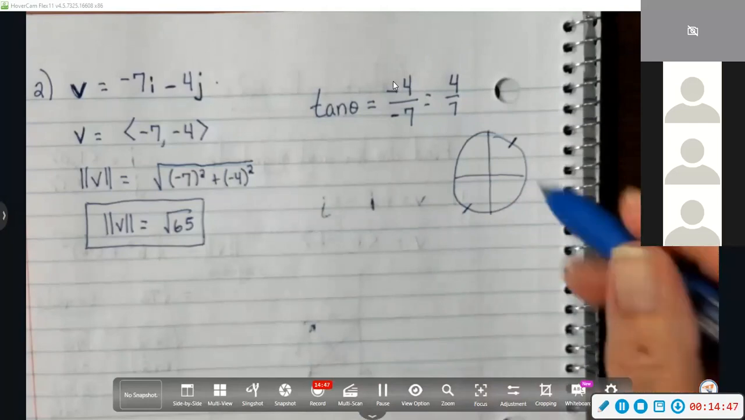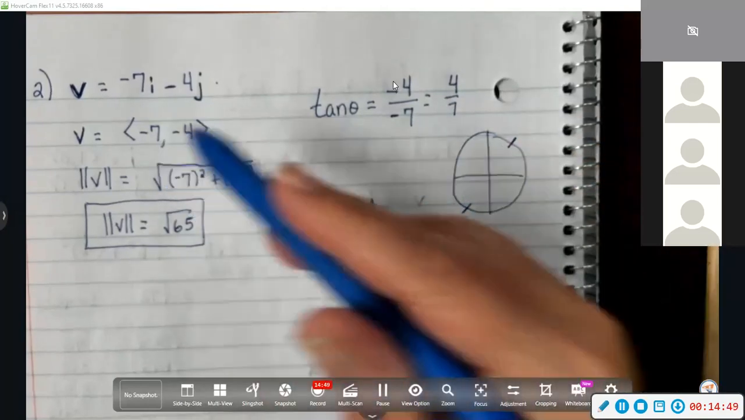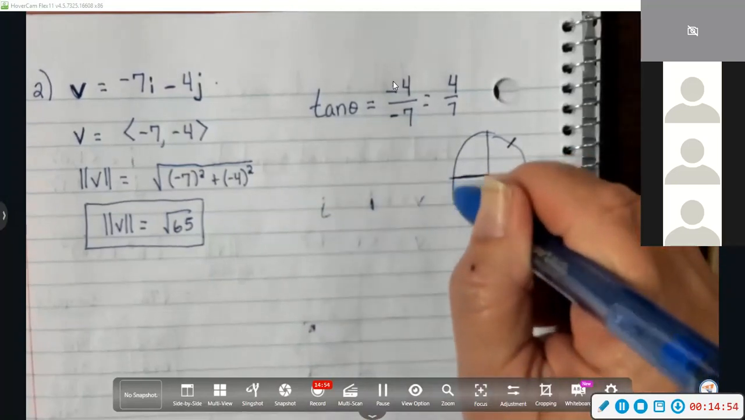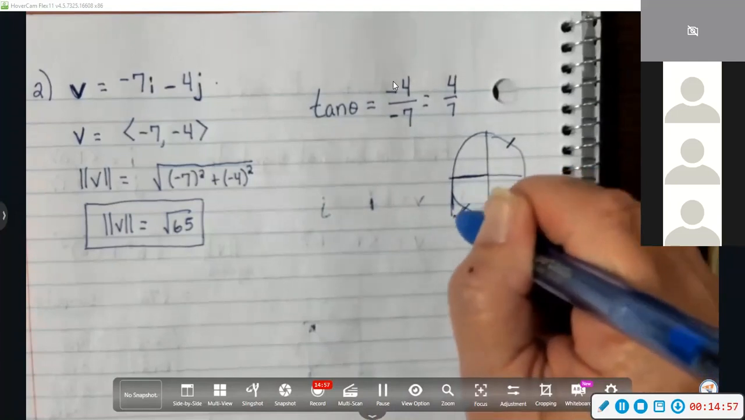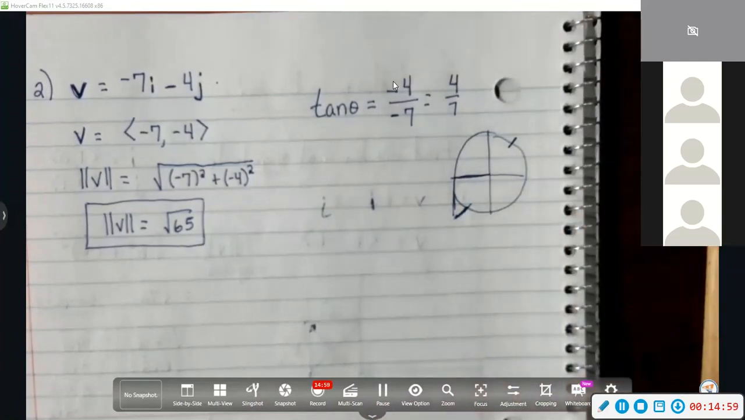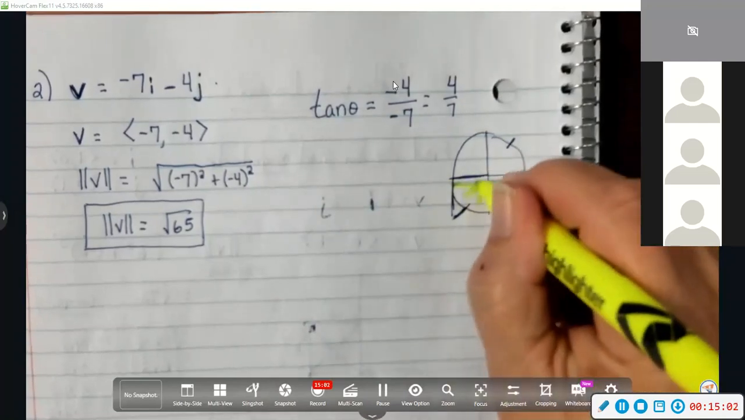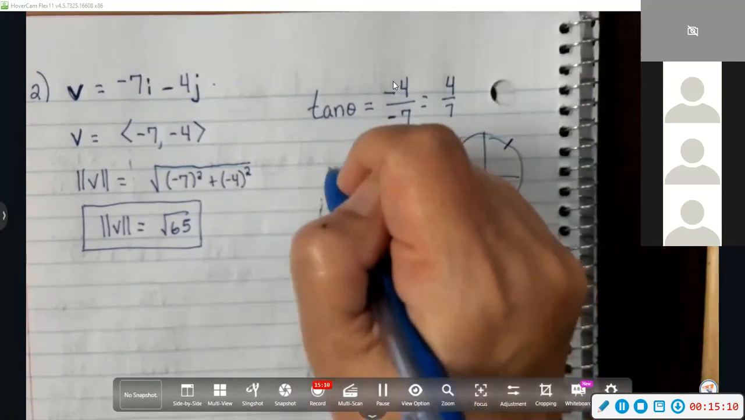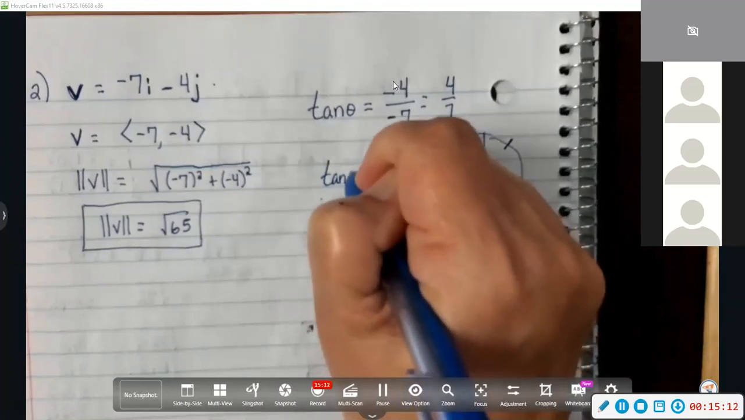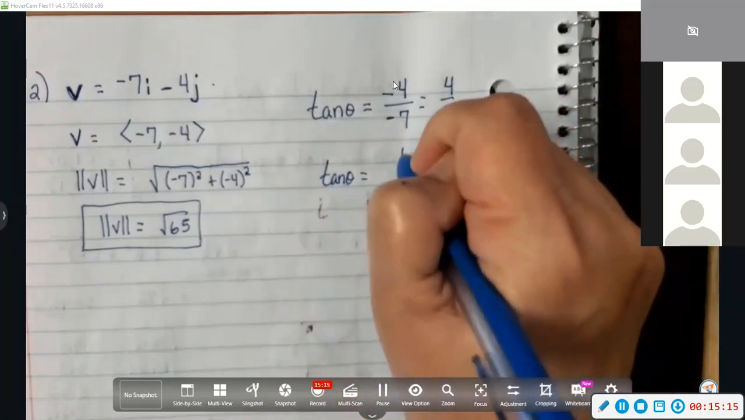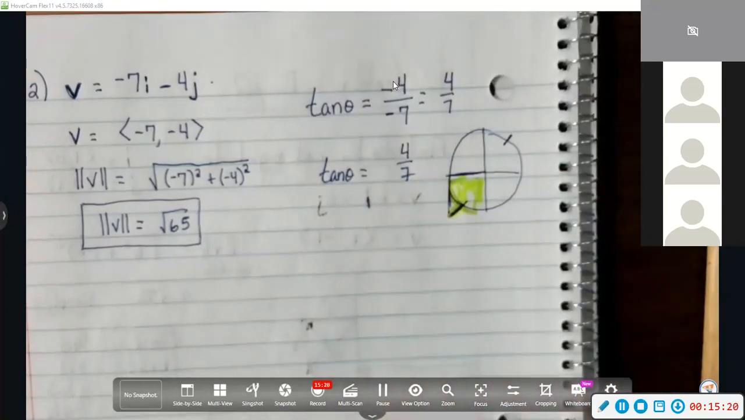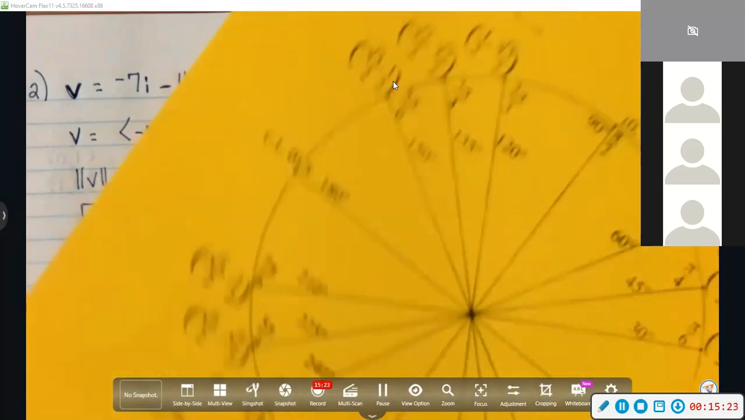Let's look at what our vector is telling us. Our vector is telling us -7, -4. So we're down there. Quadrant 3 is the winner. We're down here in quadrant 3. So our problem becomes the fact that the tangent of theta is equal to 4/7. But 4/7 is not anywhere on this unit circle.